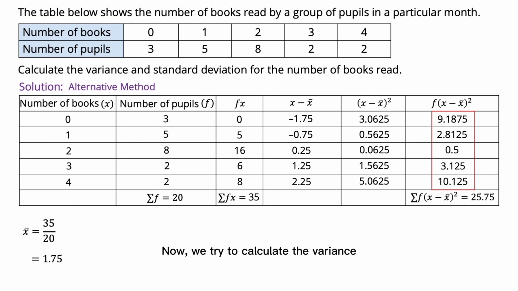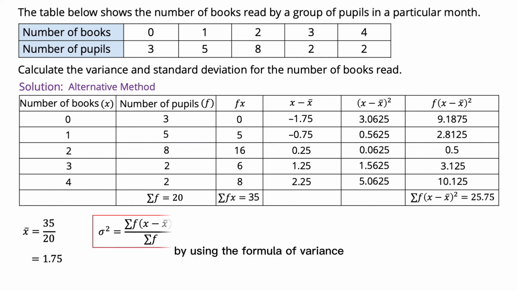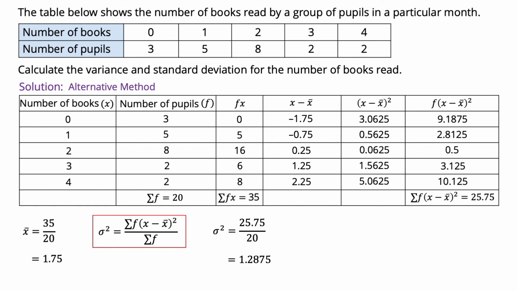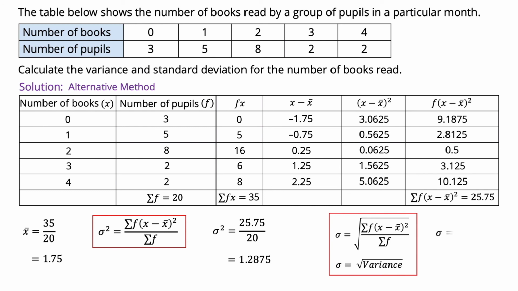Now, we calculate the variance by using the formula of variance. Sigma squared equals 25.75 divided by 20. The variance is 1.2875. For the standard deviation, take the square root of the variance. Sigma equals the square root of 1.2875. The standard deviation is 1.1347. These are the two methods we use to calculate the variance and standard deviation of ungrouped data given in a frequency table.